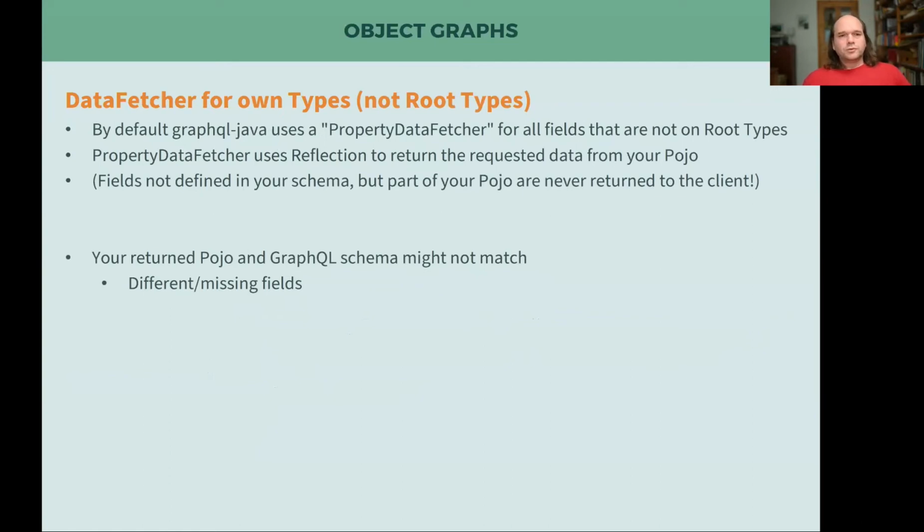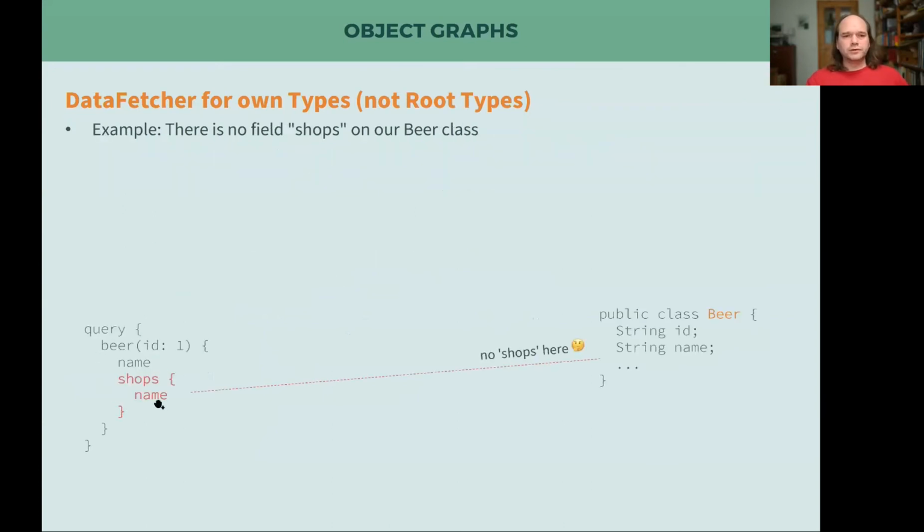Now we have seen how to build data fetchers for the root types: the query, mutation, and subscriptions. But of course, you can also write data fetchers for fields that are not on root types, but on your own types. For example, if you have a Java class where some fields are missing that are described in your GraphQL API. In this case, we can query the shops from some beer, but our domain class Beer doesn't have a shops attribute, because in this example, shops is in a different microservice or wherever. It's not inside the beer. So we have to write a data fetcher for the shops query field here on the GraphQL Beer type.